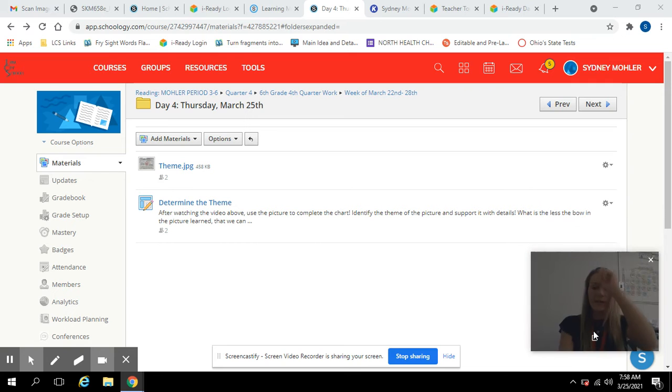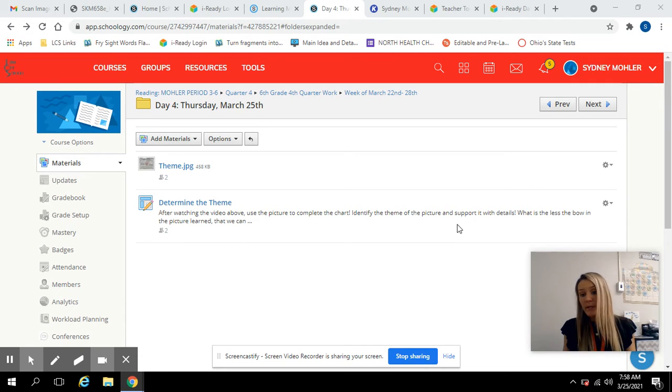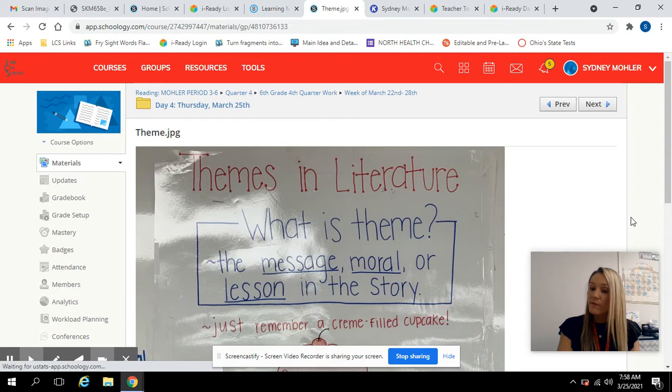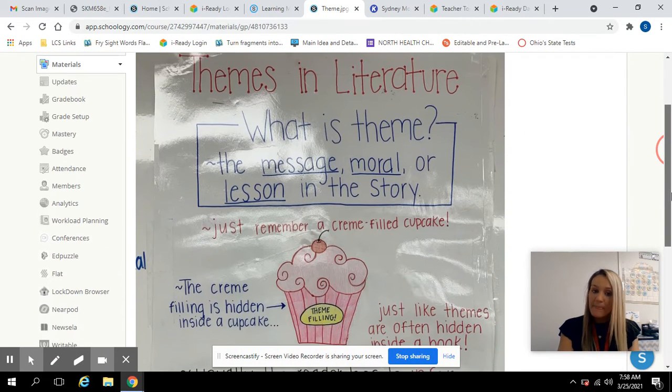So basically, what can we learn from this story is how it needs to be worded. So for example, loyalty to your friends is important. Never lie, always tell the truth. Don't trust everyone you meet. Those are good themes of a story. And if you need the visual that we've looked at before, it is posted in Schoology.